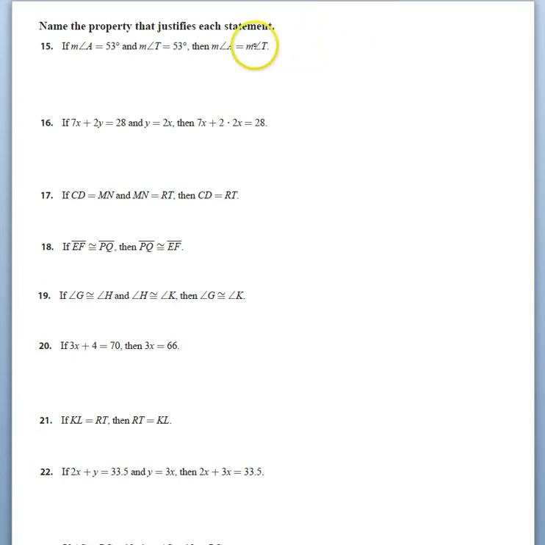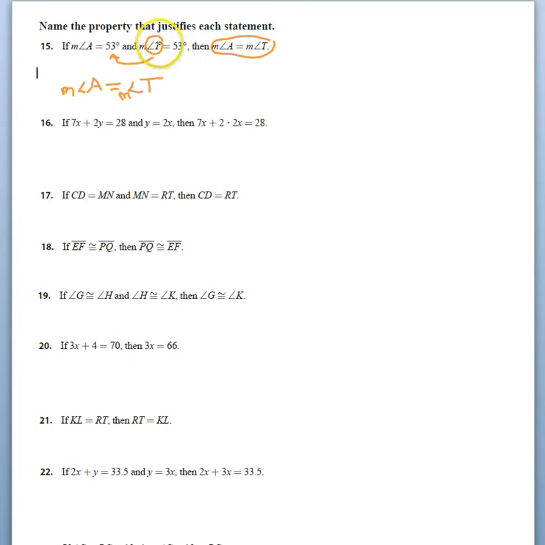Well, that makes sense, right? But why? What you are probably thinking in your head is, okay, if angle A and angle T are both equal to 53, then I could take angle T and put it in there. And if I do that, I'm going to get angle A equals angle T. And we could put measure of angle A equals measure of angle T. And that's the conclusion that was made there.